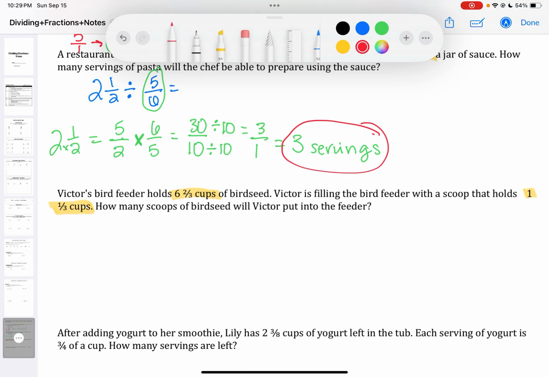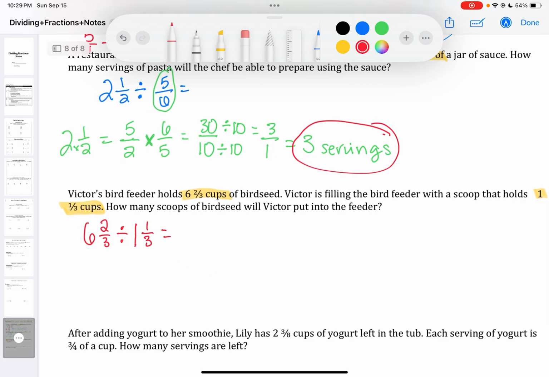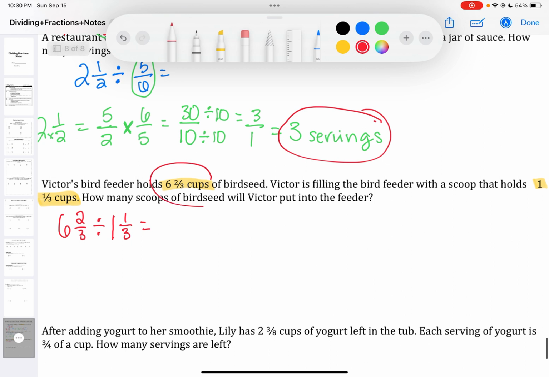So I'm going to start by putting my 6 2/3. And I know I'm dividing, so I'm going to put divided by. Each scoop holds 1 1/3 cups, so I'm going to put 1 1/3. Because we are dividing the total amount that fits into the bird feeder by how much each scoop can hold.